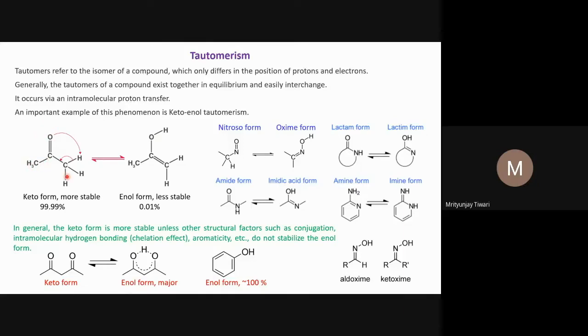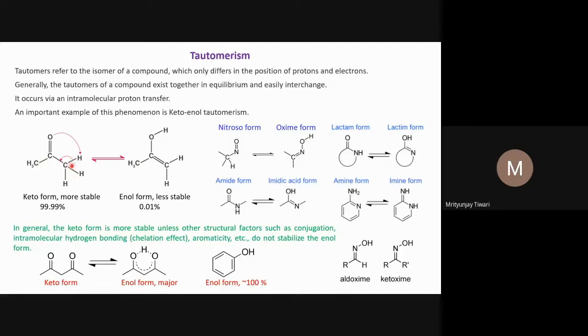Keto-enol tautomerism you can also see in the case of aldehydes. It doesn't mean that aldehydes will not show the keto form. The keto-enol tautomerism is like this: CH3CHO can also have the keto-enol form. If this group was the hydrogen atom, you can see the keto form and this is the enol form.